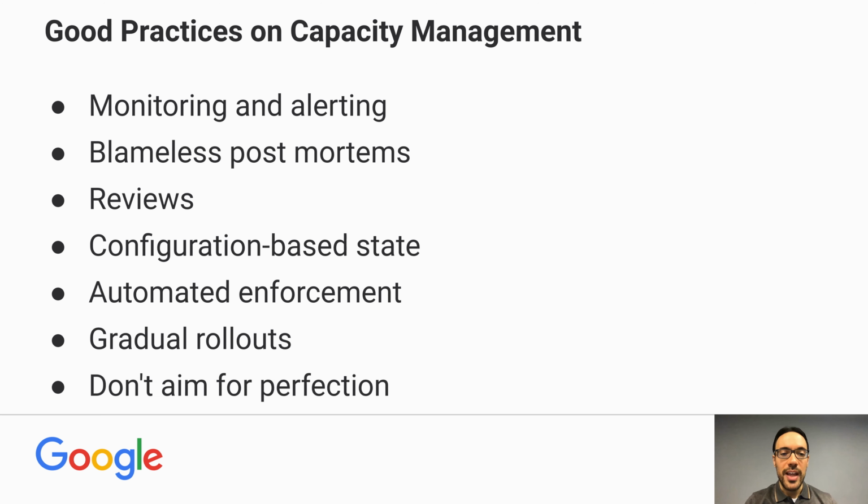As a closing note, avoid aiming for the perfect capacity management solution. There is so much to learn on the way and so many changes in flight. Aim for the lowest hanging fruit, deploy the minimum viable product, and then iterate.